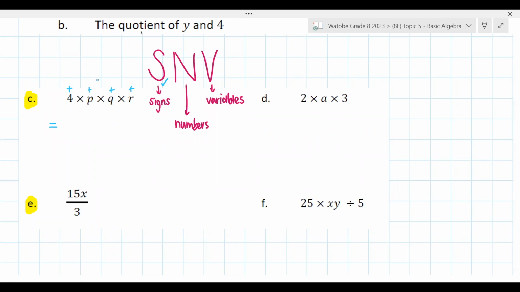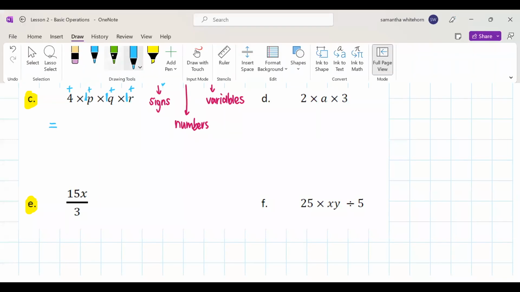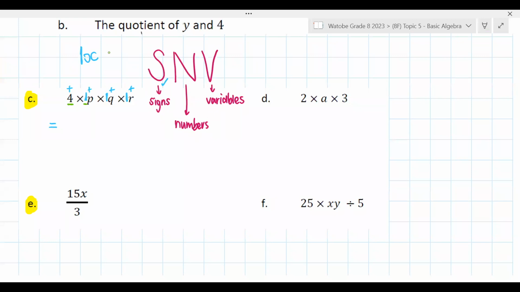Now, guys, what you need to remember is that in front of any variable sitting by itself, we do actually have a coefficient of 1. So this P has a coefficient of 1, this Q has a coefficient of 1, and the R has a coefficient of 1. When I deal with my numbers, I'm saying 4 times 1 times 1 times 1. When it gets to my numbers, I multiply all of the coefficients together. We know that 4 times 1 times 1 times 1 is just 4. So I've dealt with my numbers.